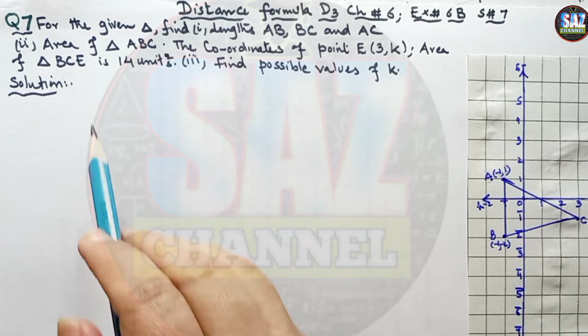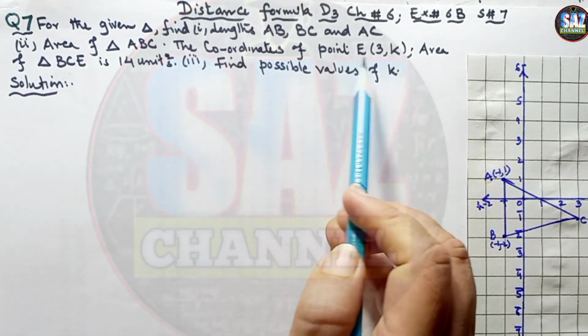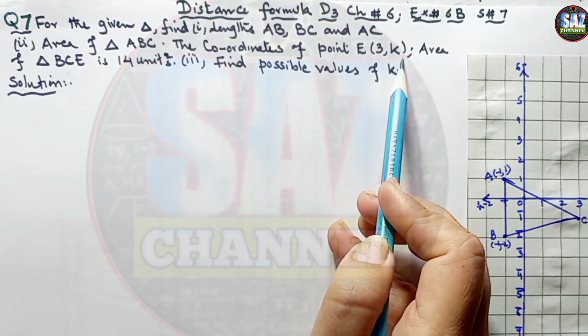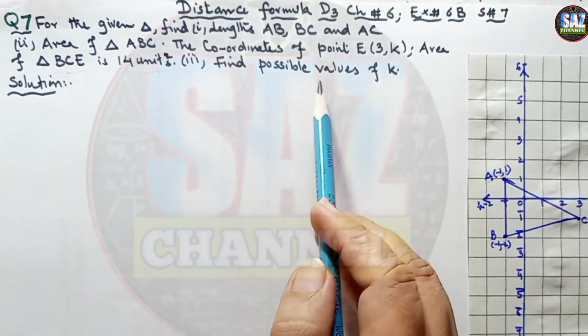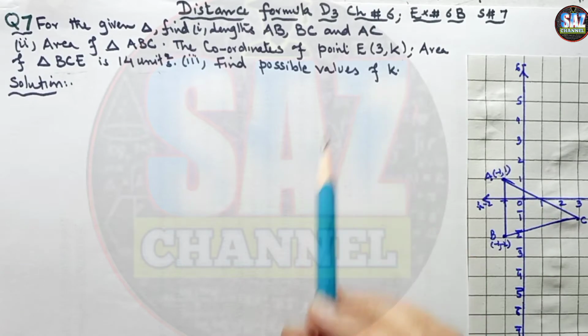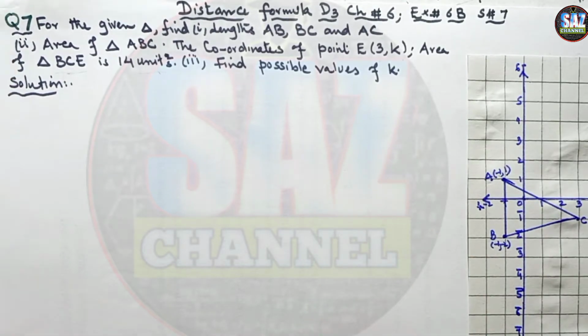Area of triangle ABC. Okay, and the next part says the coordinates of point E are (3, k), and area of triangle BCE is 14 units square. Find the possible values of k. Okay, let's move to the solution of the question, and we will discuss each part one by one.